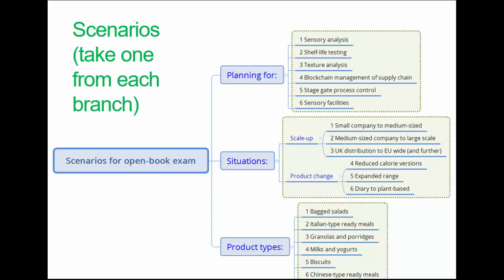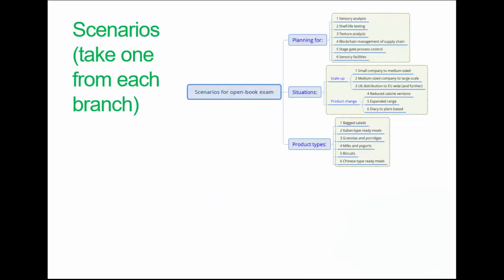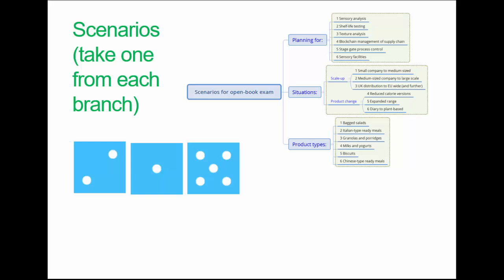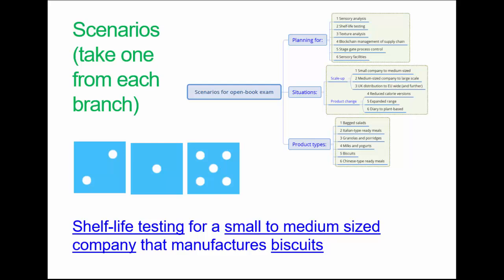And then, as I said in the previous slide, we are planning, for example, sensory analysis in a medium-sized company to produce reduced calorie versions of milks and yogurts. I'm just picking some out randomly there. There's a bunch of those, and you can find ways yourself to do this. You can just roll the dice. So I'll roll the dice there. And items 2, 1 and 5 are shelf life testing for a small to medium-sized company that manufactures biscuits.